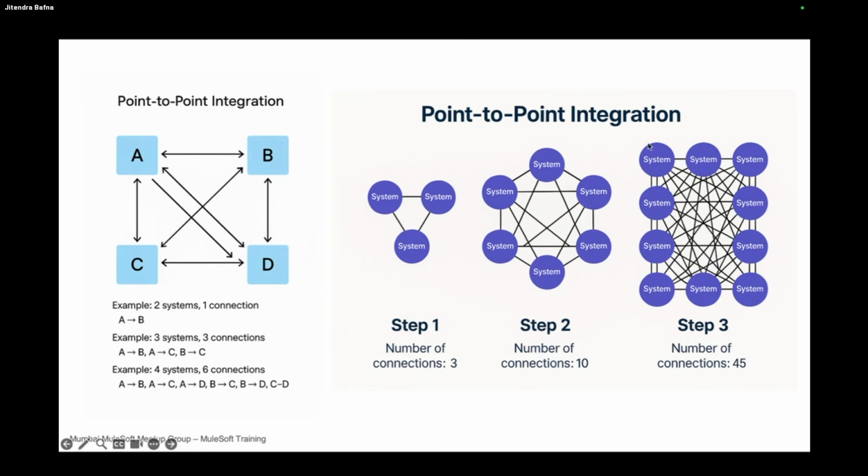Here we have point-to-point integration. If you see, when we have a small number of systems, the architecture looks good, right? As the number of connections or systems increases, the architecture becomes more and more complex. For example, in step 3, it becomes a very complex spaghetti architecture, right? It's a very complex network basically. At some point, it becomes very difficult to manage this kind of integration, because all integration has been done by writing custom code. You are maintaining custom code for such integration, and it ends up creating spaghetti architecture, right?